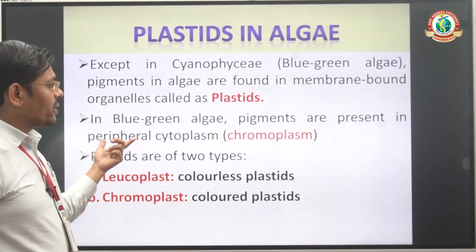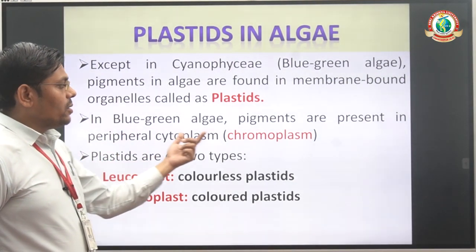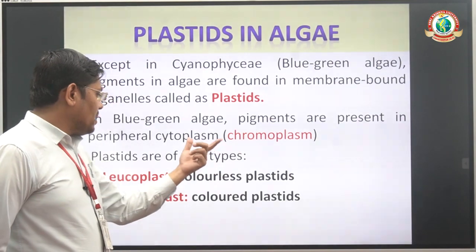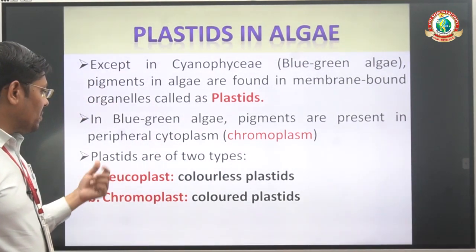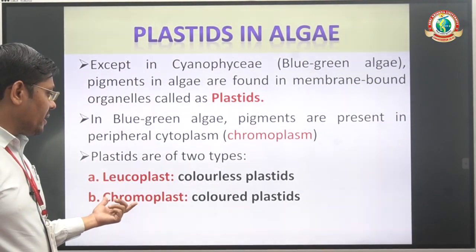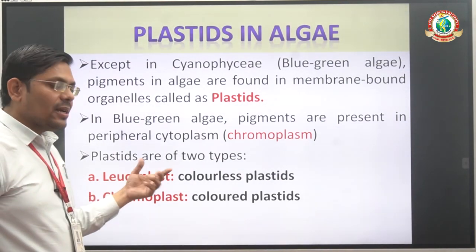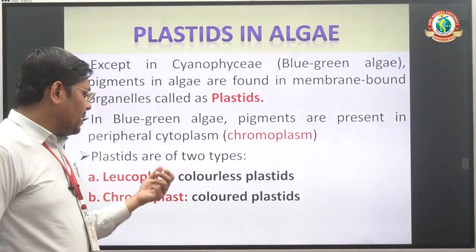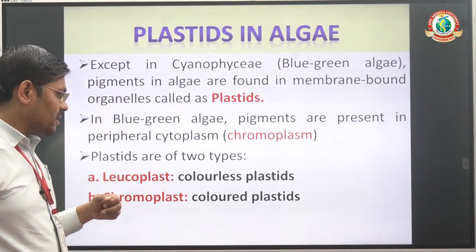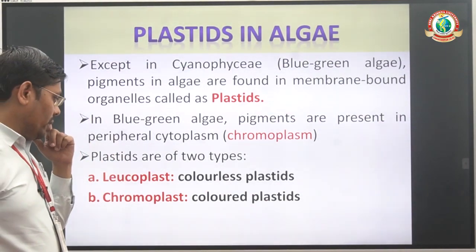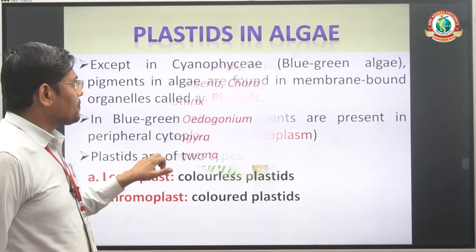In blue-green algae, these are called chromoplasm. And the plastids are of two types, leucoplast and chromoplast. Colorless plastids are known as leucoplast, and colored plastids are called chromoplast.